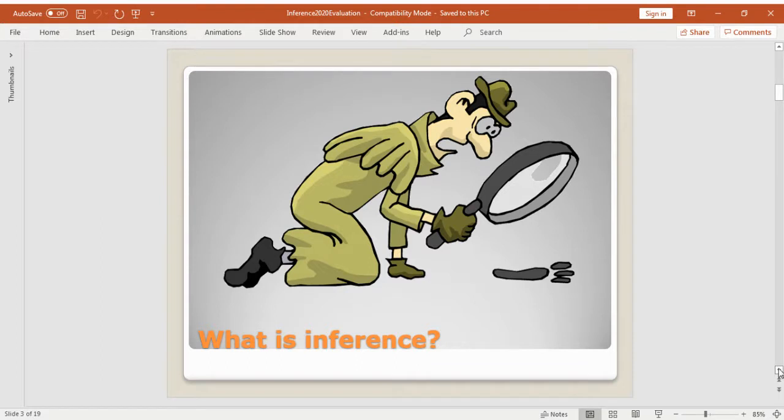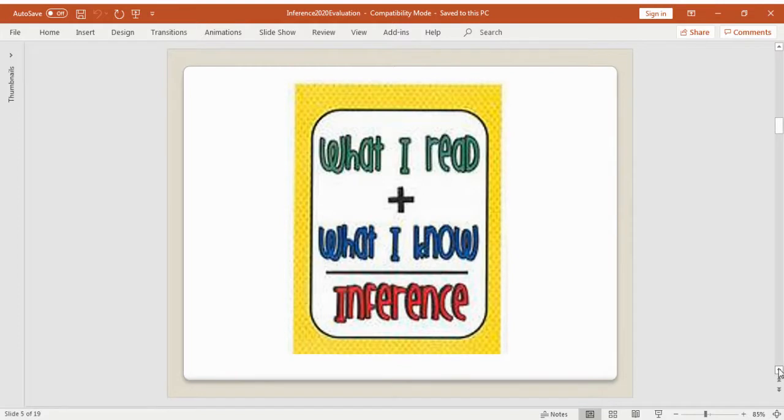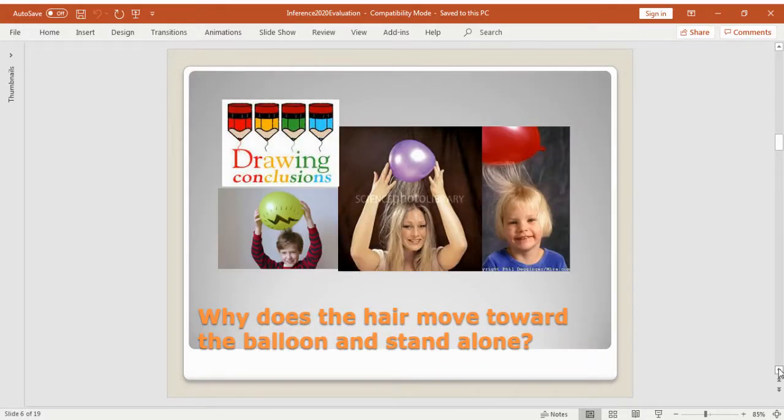Today, we're going to decide what really is inference. You are going to be the detective in finding the clues to help us make these inferences. Inference is the process of arriving at a conclusion based on factual knowledge or evidence. In our words, we would say, what I know plus facts and details equals inference. Let's take a look at a picture.